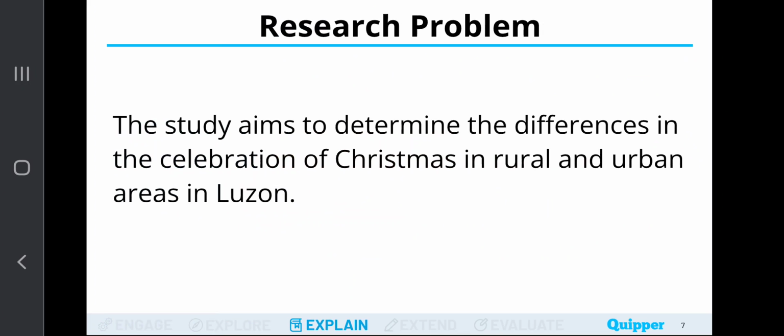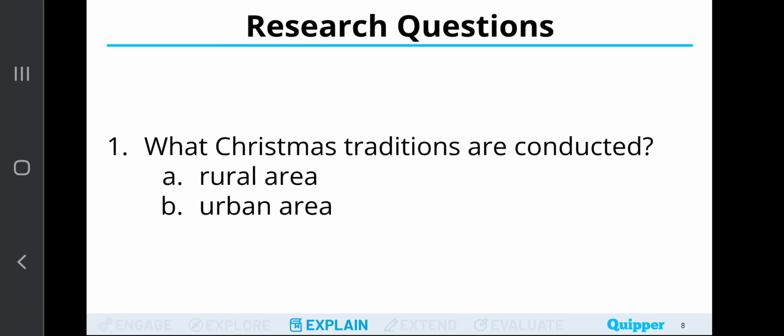Remember that the research problem is generic. General na siya, general expression. Nga naga-aim ta to determine the differences in celebrations of Christmas in rural and urban areas in Luzon. So kung atuwa na siyang himuong question, or we are going to specify it into our research questions, then we are going to be asking what Christmas traditions are conducted, A, in the rural area, and B, in the urban area, in order for us to draw out the specific information that will answer the research questions that we have enumerated.